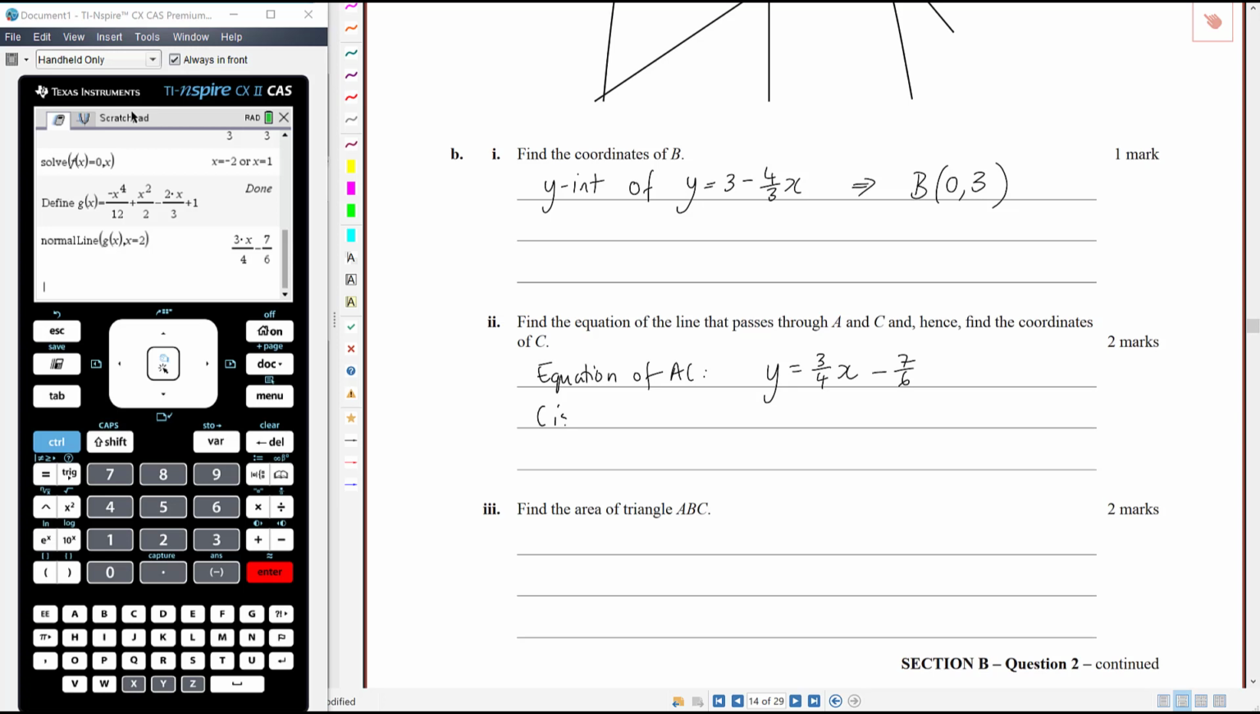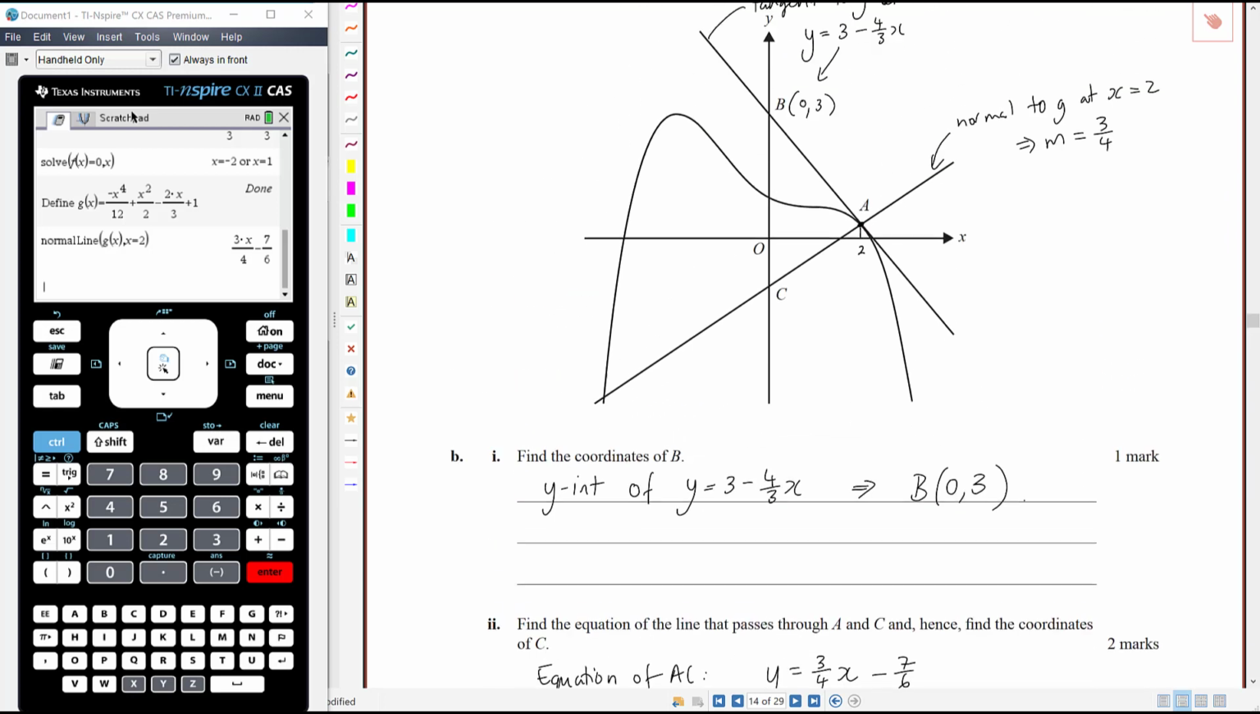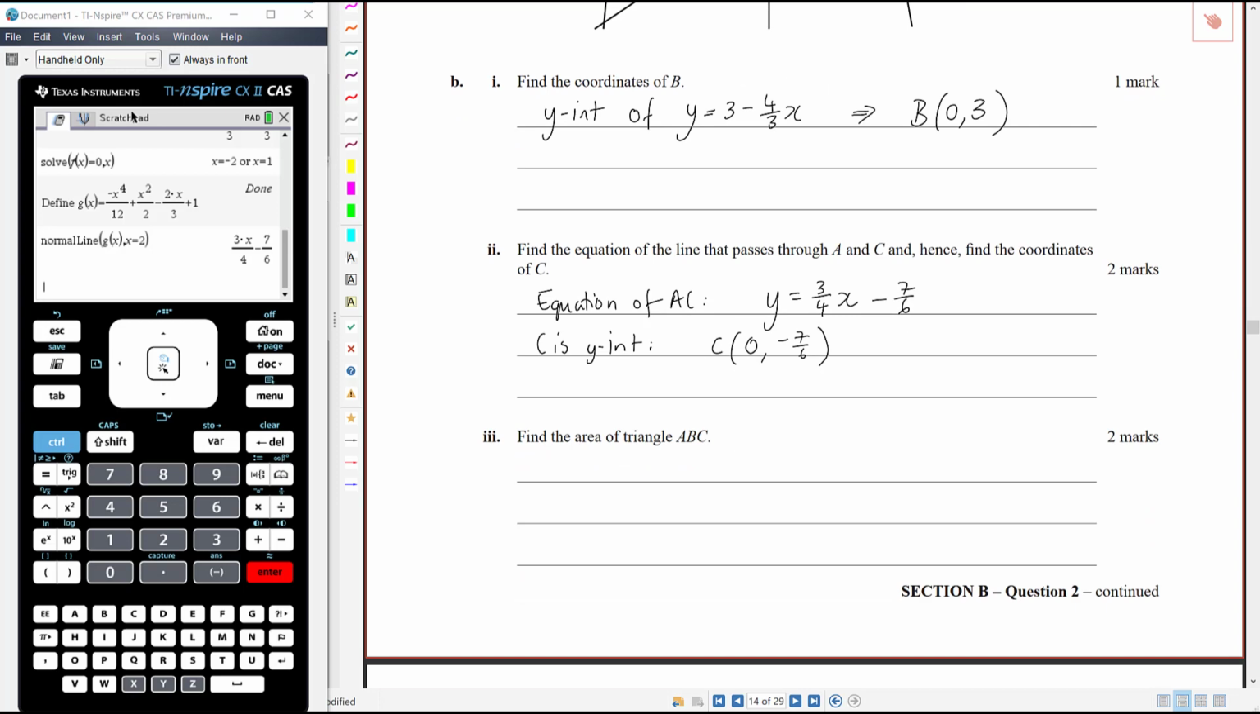And hence find the coordinates of C. So C is the y-intercept, and so therefore it will be 0, -7/6. Okay, so up here, this point is 0, -7/6. Part 3, find the area of triangle ABC.